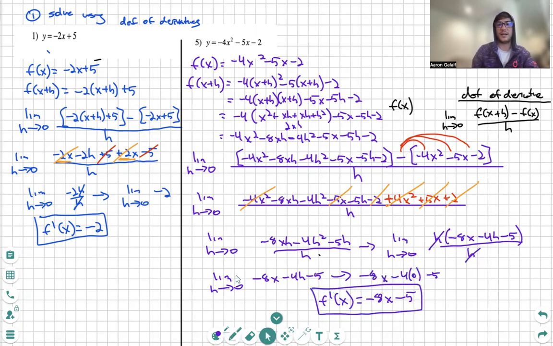Easy stuff, right? Not the most fun, but not too bad when you deal with the method that we were dealing with. Find f of x, get your corresponding f of x plus h, clean up f of x plus h and f of x in the numerator, cancel everything that you can, and that should get you to where you need to be.